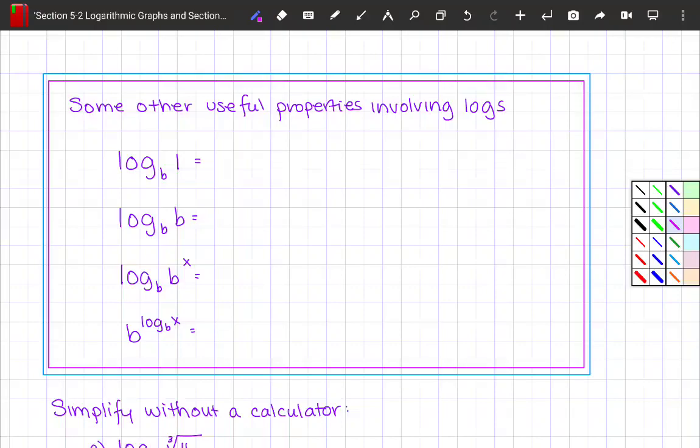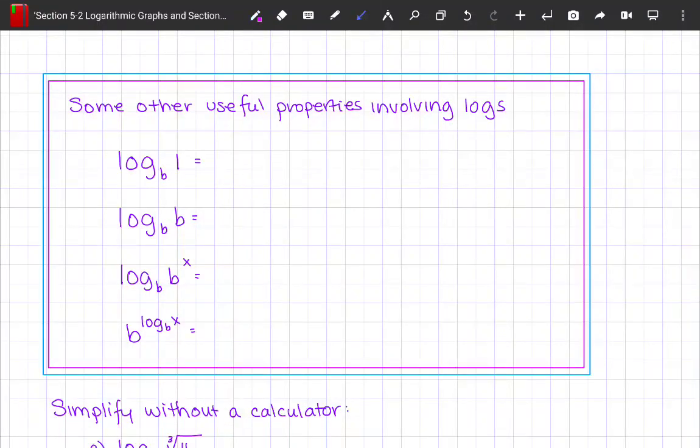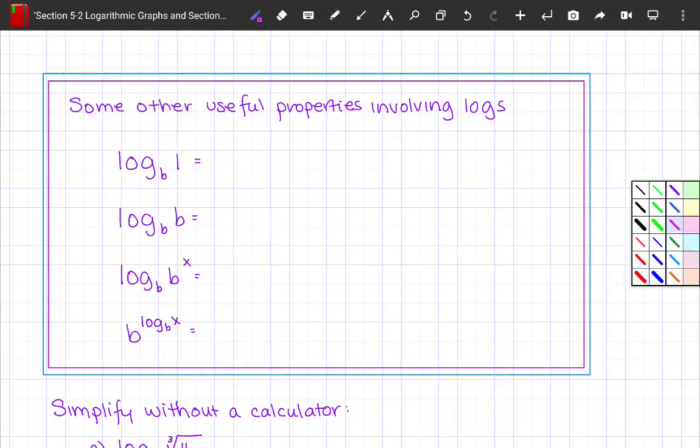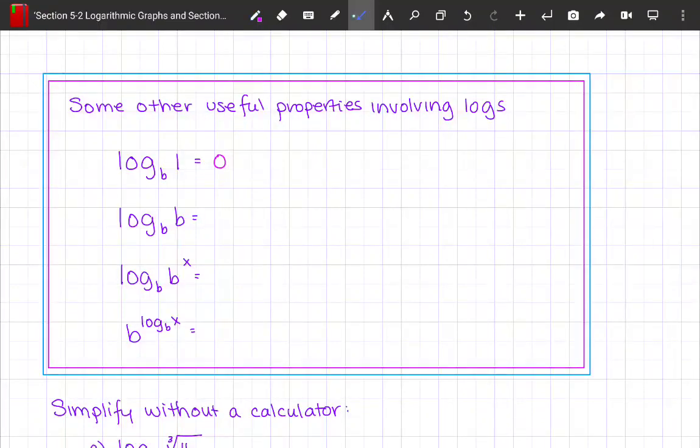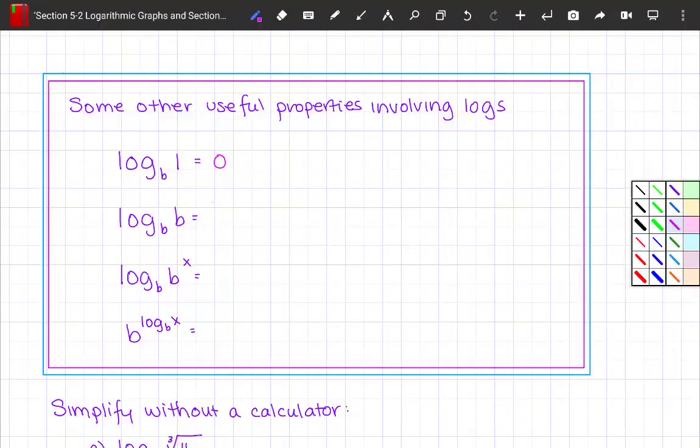All right, so hopefully you paused the video. Let's just look at this. Remember, whatever the answer is, b to what power is 1? Oh, it's b to the 0. It doesn't matter what your base is, as long as your argument is 1. I mean, your base obviously has to be positive and not equal to 1. But as long as your argument is 1, the answer is 0, always. Similarly here, b to what power is b? It's 1.